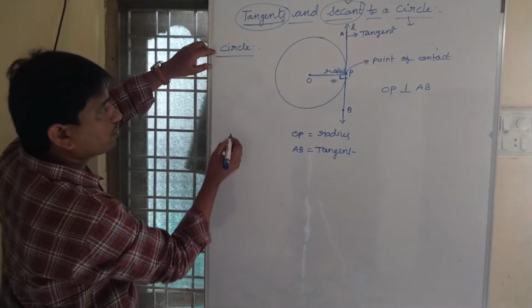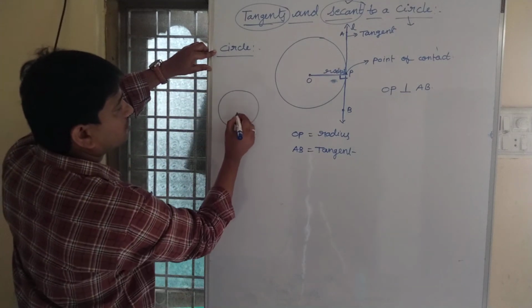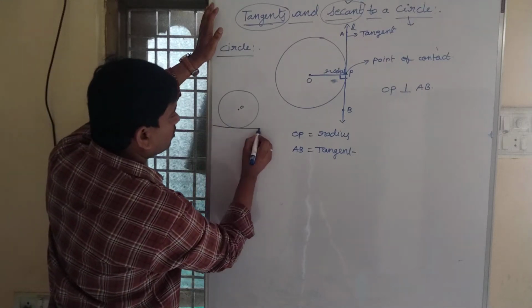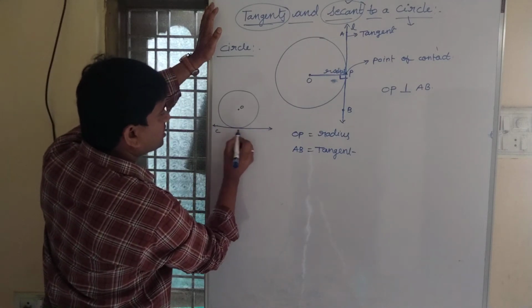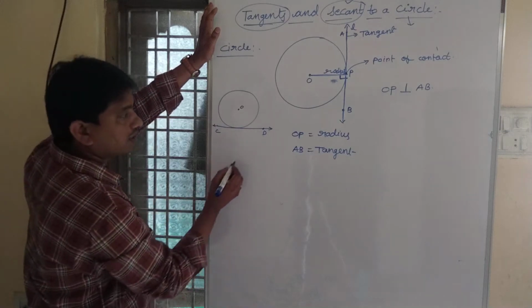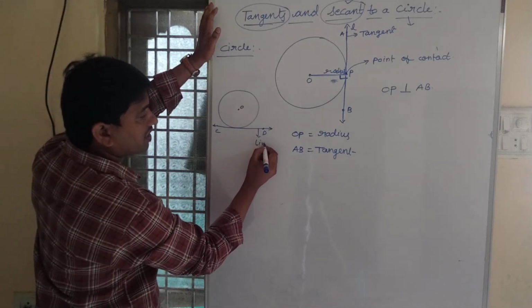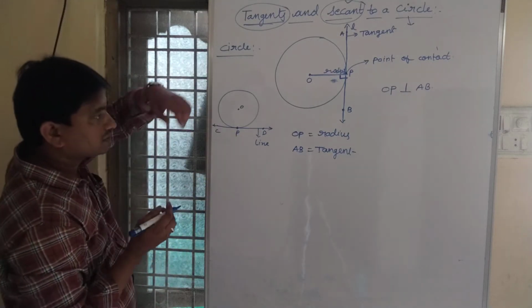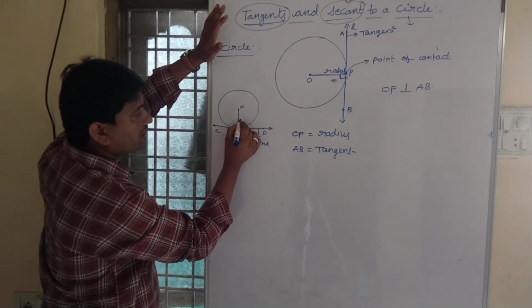Okay, for example, one more. You see, this is our circle with center O. For example, this is our line CD. This line intersects the circle at only one point, let it be P. So what is OP, children? OP is our radius.